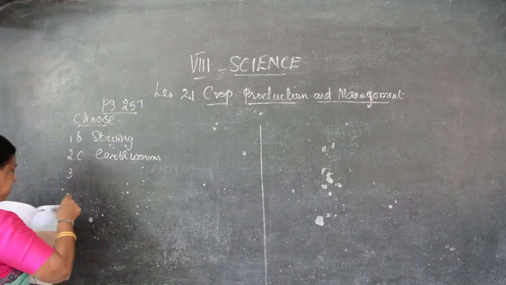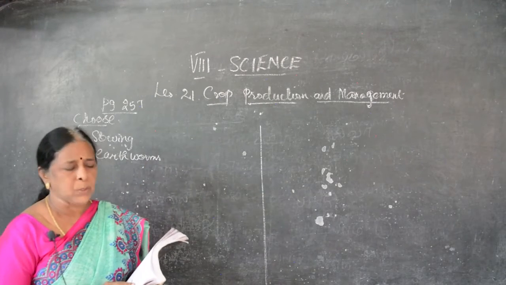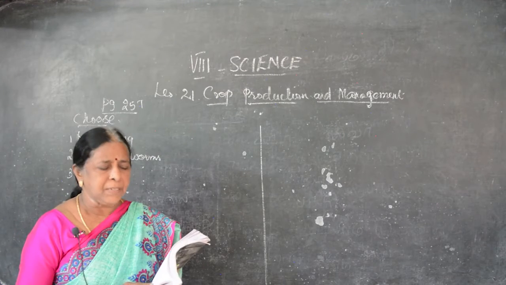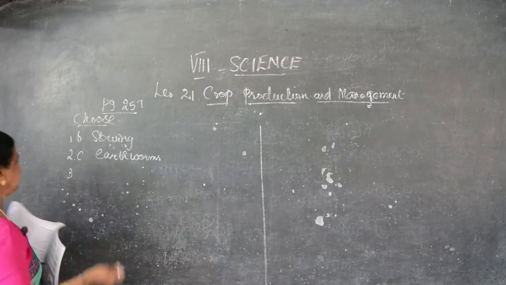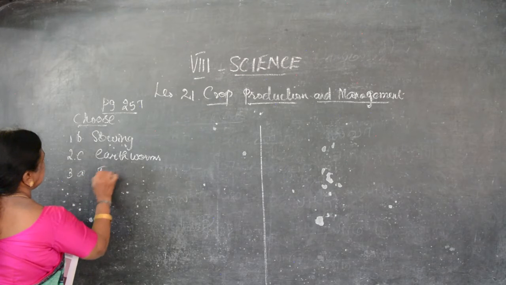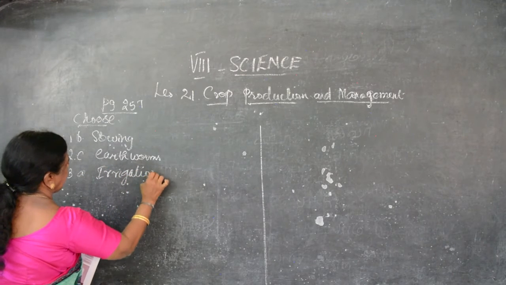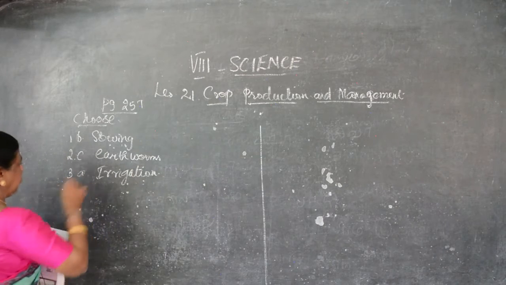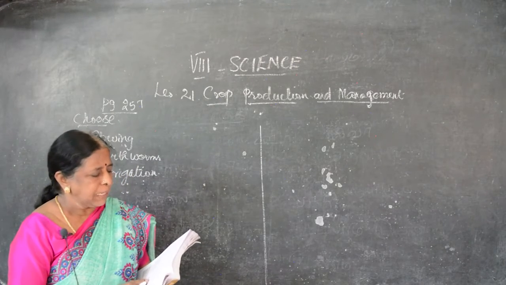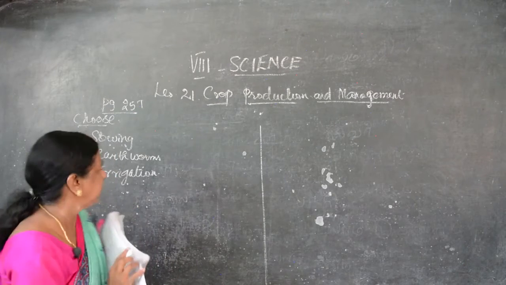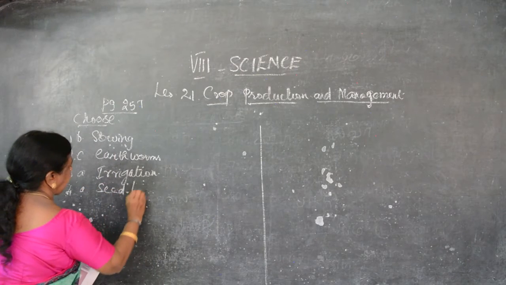And third one is, the method in which water flows over the soil surface and allow it to infiltrate is option A, irrigation is correct. A, irrigation. And fourth one, effective microorganism preparation is not used in seed treatment. Option A is the correct answer. Seed treatment.